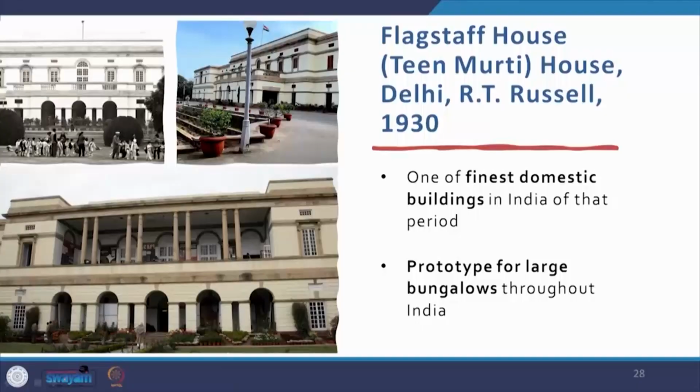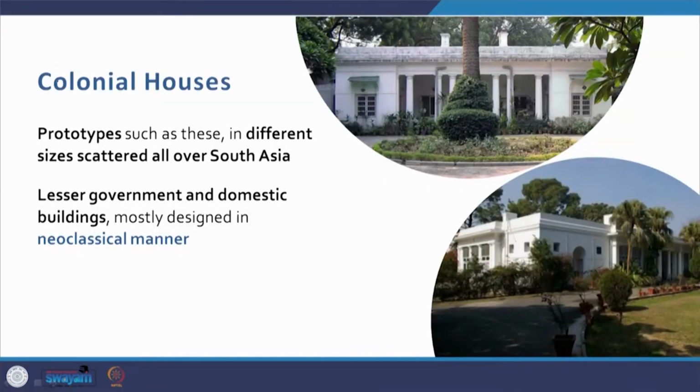Now one of the very important bungalows, so to speak, was the Flagstaff House, later on known as the Teen Murti House under Jawaharlal Nehru, which was designed by R.T. Russell in 1930. It is one of the finest domestic buildings of India of that period and became a prototype for large bungalows throughout India. Now the colonial house per se, prototypes such as these are scattered all over South Asia. They were executed by the PWD. They are for lesser government and domestic buildings, and they are mostly designed in the neoclassical manner.